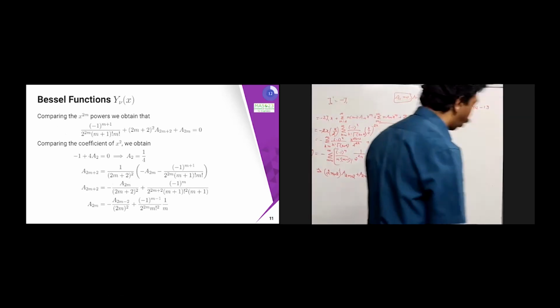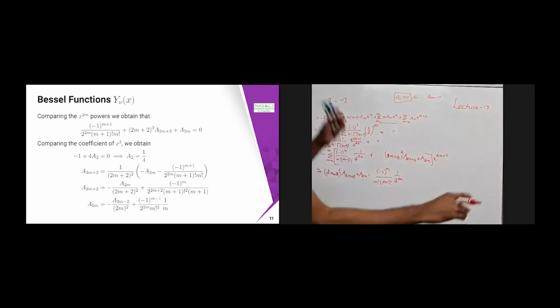Perfect. Fine. Now you can write that. So I'm just going to write that over here. I'm going to find what the relation is going to come. Minus 1 power m. I'm just writing it as minus 1 power m plus 1. That is fine. Now we are going to find what the next first term is going to come.